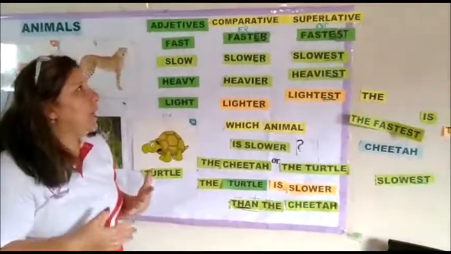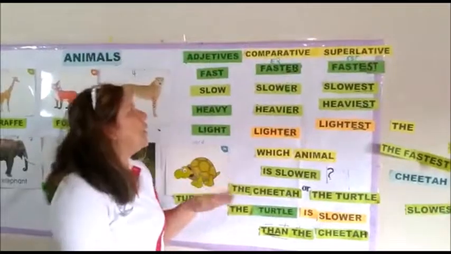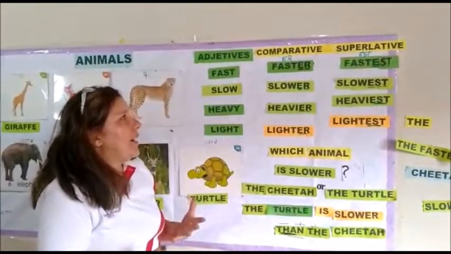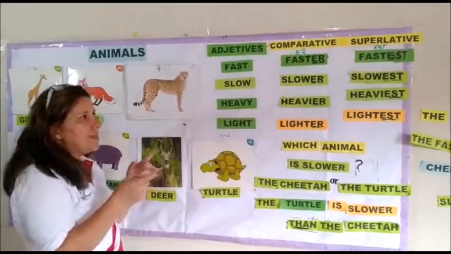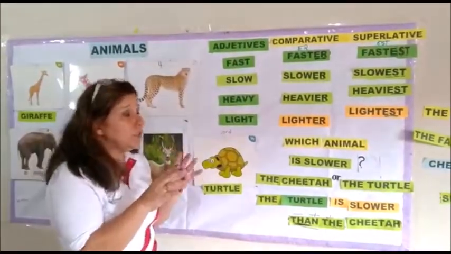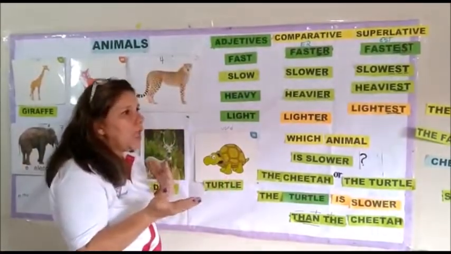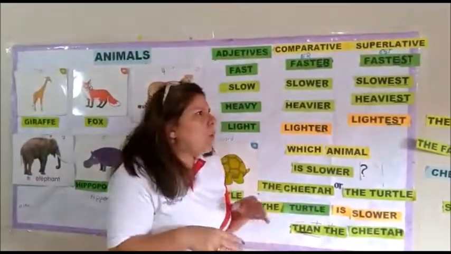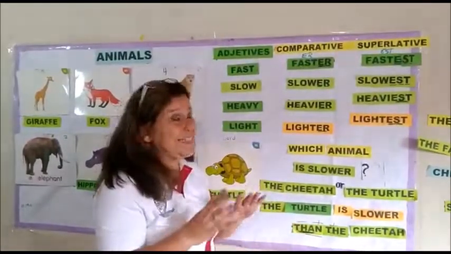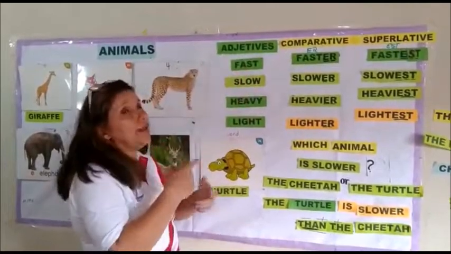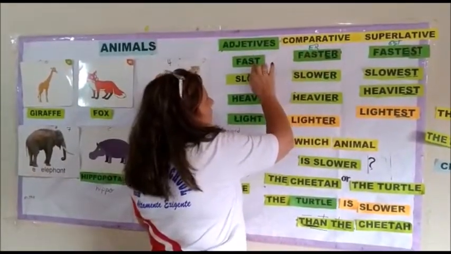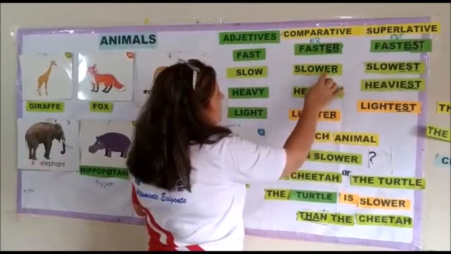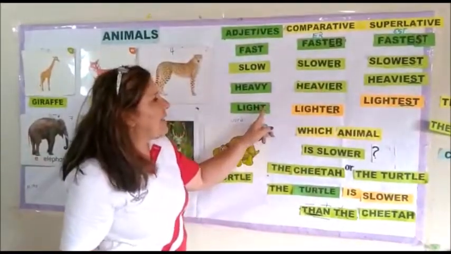Now let's review comparatives. What is a comparative? In this unit, it is when you say something about two animals. You are comparing which animal is heavier, which animal is lighter, which animal is slower. Let's see how these adjectives change to comparatives. So fast, faster, slow, slower, heavy, heavier, light, lighter.